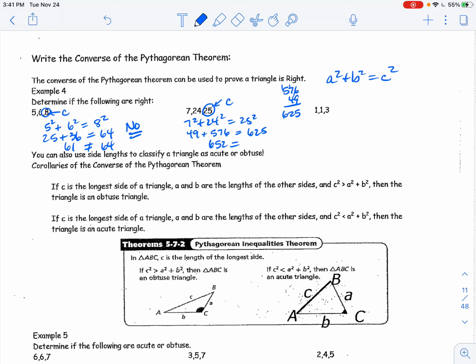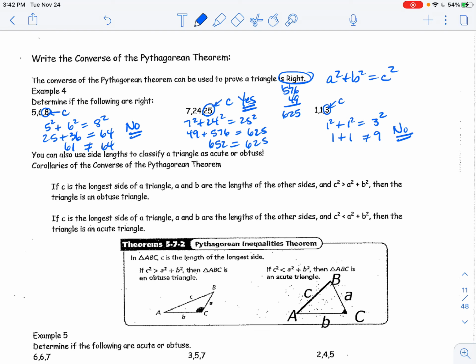So yes, these three are a Pythagorean triple. The Pythagorean theorem does work, and if it works, then we know that the triangle is a right triangle. So this is a yes. All right, one last. Okay, so this guy is our c. He's the biggest number. 1 squared plus 1 squared, does that equal 3 squared? Well, 1 and 1 do not equal 9, and so this is a no.